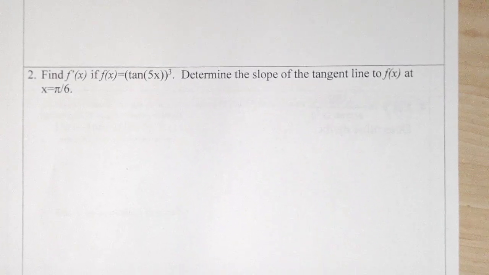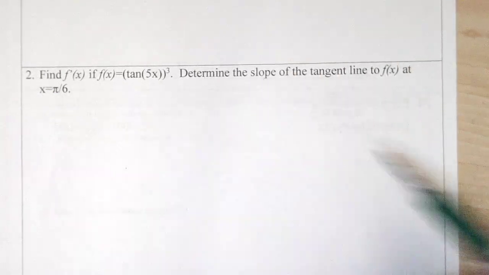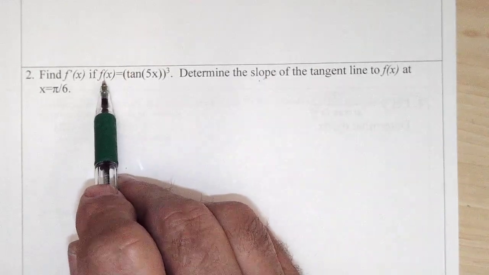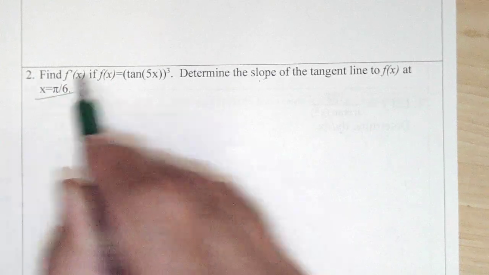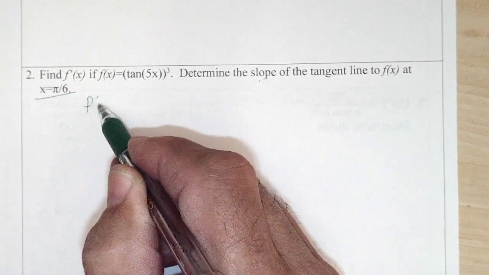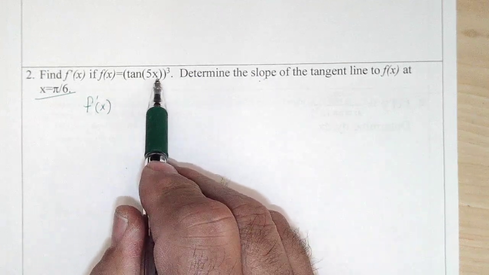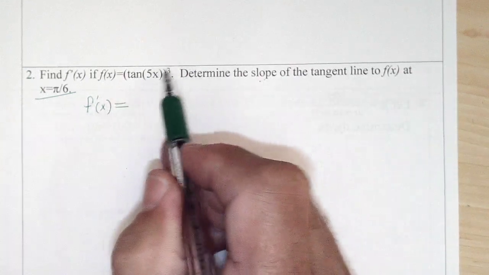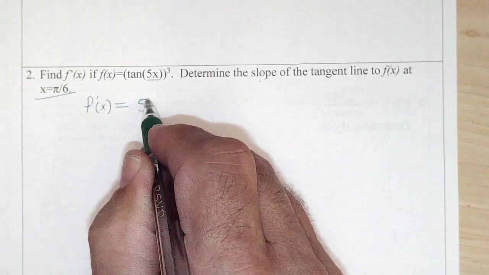Now let's go to this one. Now it says determine the slope of the tangent line. You don't have to find the tangent line. The slope of the tangent line is the same as the slope of the function, which is f prime. We've got to do it at this place, so we've got to find f prime of x. And it looks like we have 5x inside the tangent, inside the cube. So we got chain rule twice. Starting on the inside, the derivative of 5x is 5.